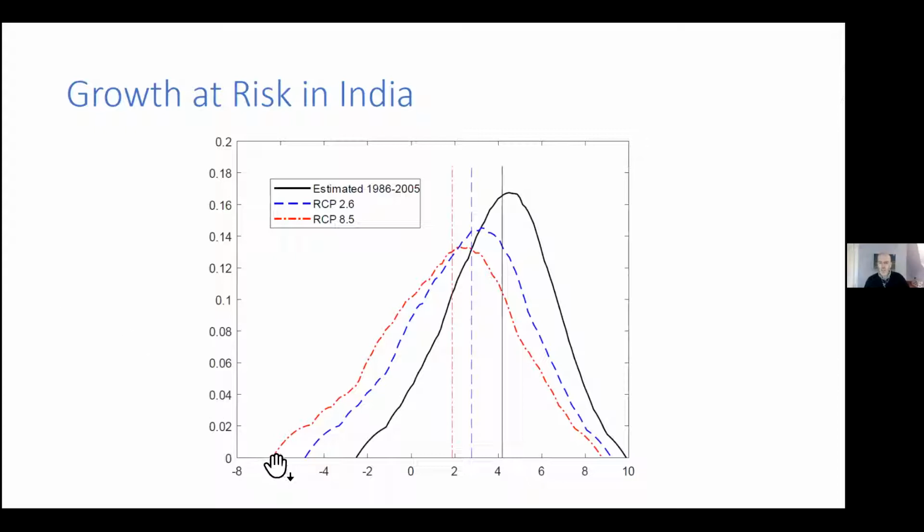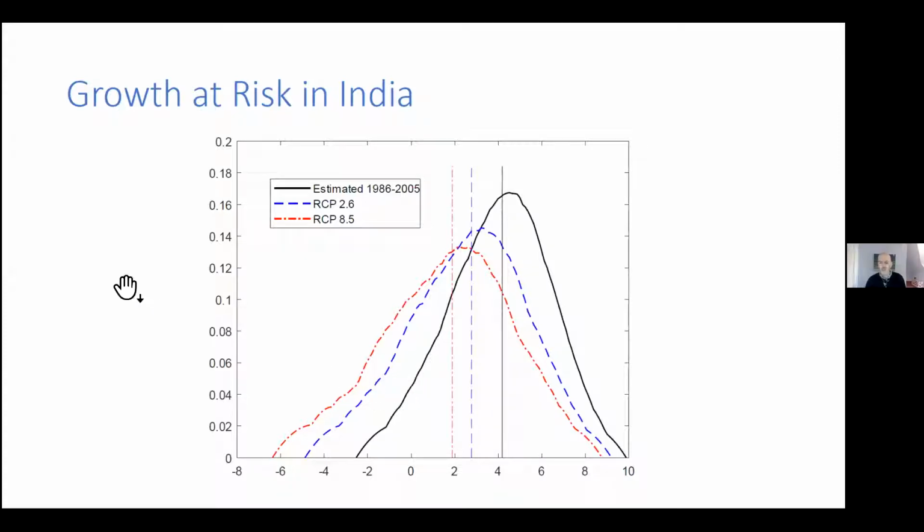Under representative concentration pathway 2.6, the temperature in India will rise by a little bit more than 1 degree Celsius by 2050. As a result, the central tendency will fall to about 3% per year. That's the shift in this line. But importantly, the entire distribution fattens on the lower tail. Upside growth surprises will have about the same probability, a little bit worse, but those are relatively insensitive to temperature. But growth disasters, the chance of GDP actually falling on a per year basis in India, increases dramatically.